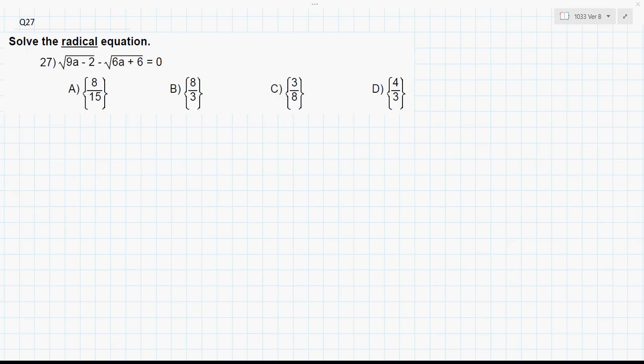And solve the radical equation. In this equation, we are going to use, I'm on the wrong page here.